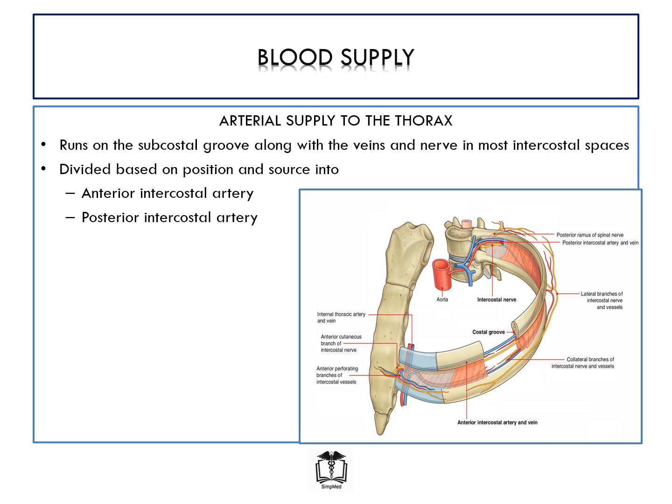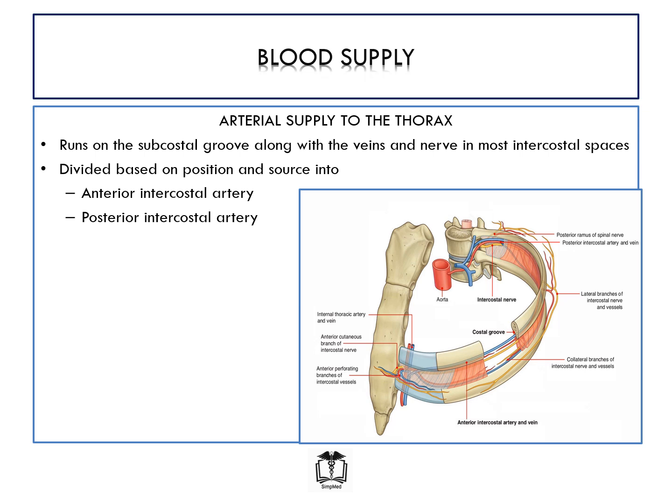So the subcostal groove tends to house the three major contents of the intercostal spaces: the intercostal veins, the intercostal artery, and the intercostal nerve. As a result, when we're talking about the arteries, it's important to know that the arteries tend to run along that intercostal groove alongside the veins and the nerves. And this is a picture that clearly depicts that.